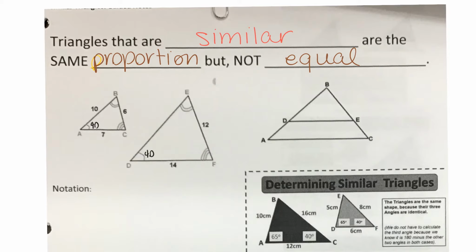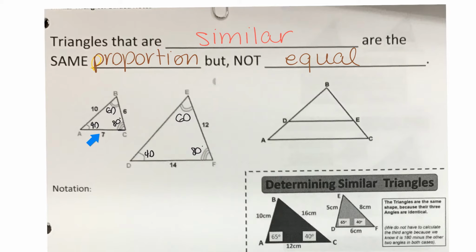Then angles B and E are also the same. Let's say they're 60. And then we can also see that angles C and F are the same, so that's going to make them 80. And I know they're the same because they have these 3 arcs here and 3 arcs there. That's indicating to me that they are the same.